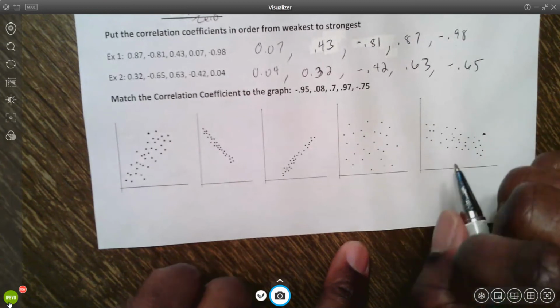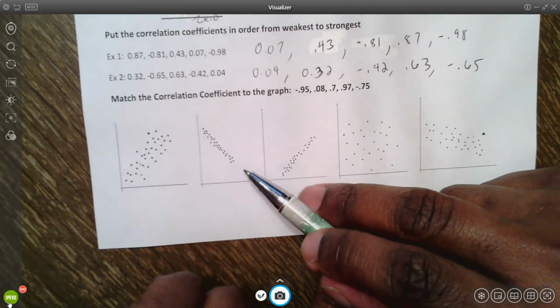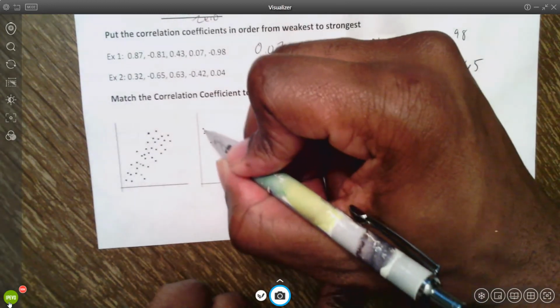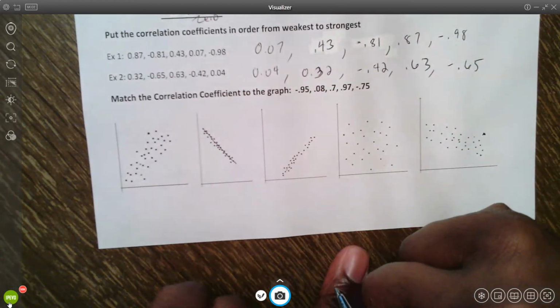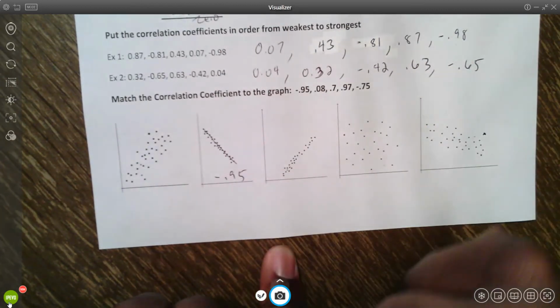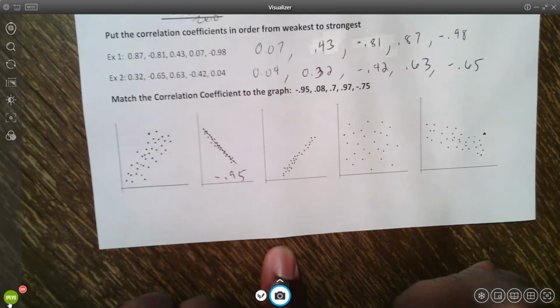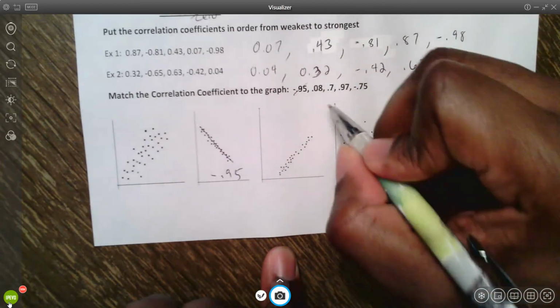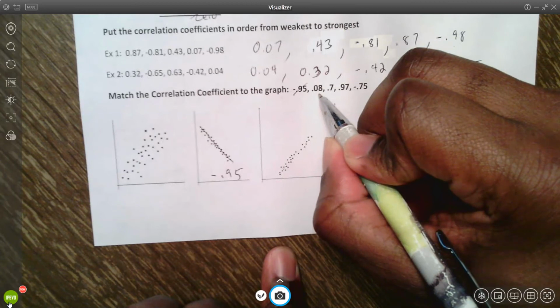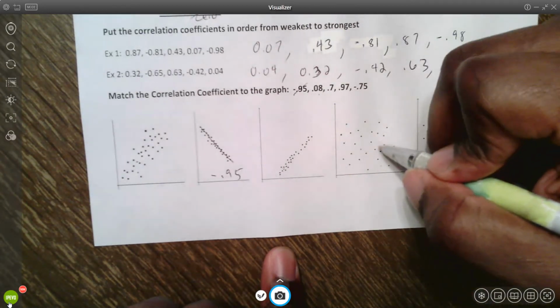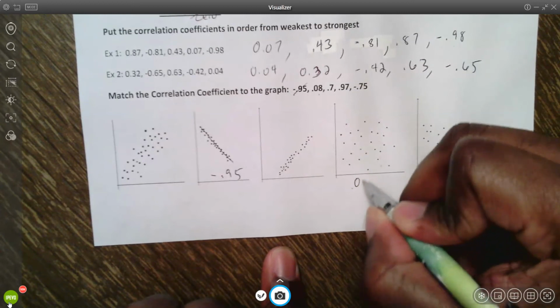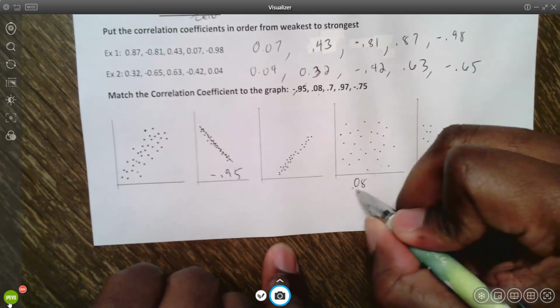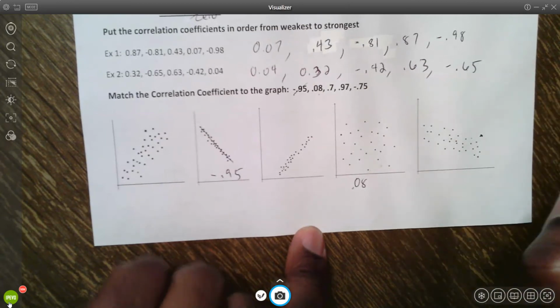Going here, it says match the correlation coefficient to its graph. I'm going to find the strongest one first. And this looks to be the strongest set. If I drew a line there, it's pretty much in a straight line almost. So this is probably negative 0.95, because it's negative and it's a very strong correlation. Looking around for the other ones, I use that one, negative 0.95. This is basically no correlation, so the one with the weakest correlation is this. So this is probably 0.08. That has basically no correlation, and 0.08 says no correlation.